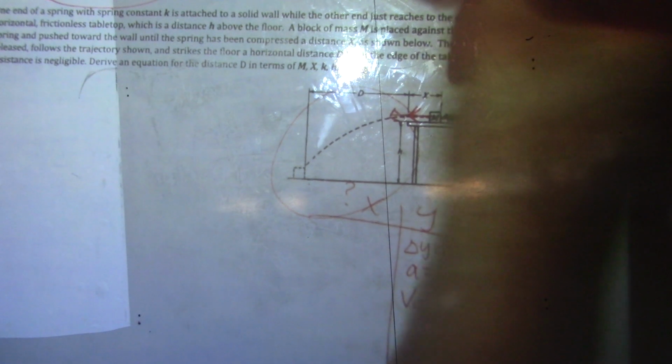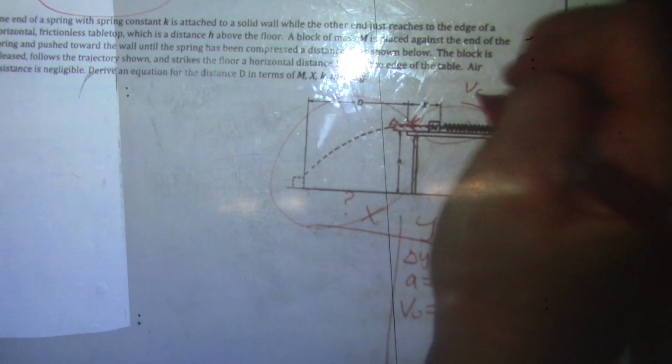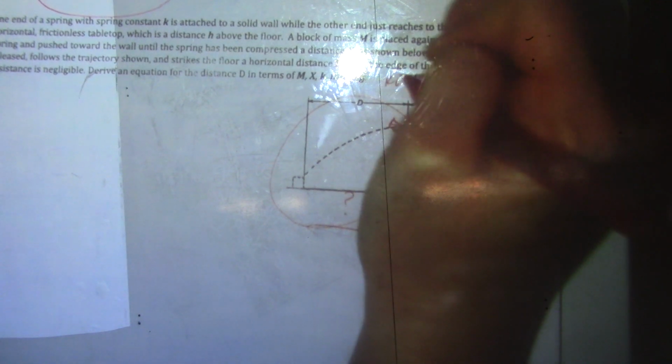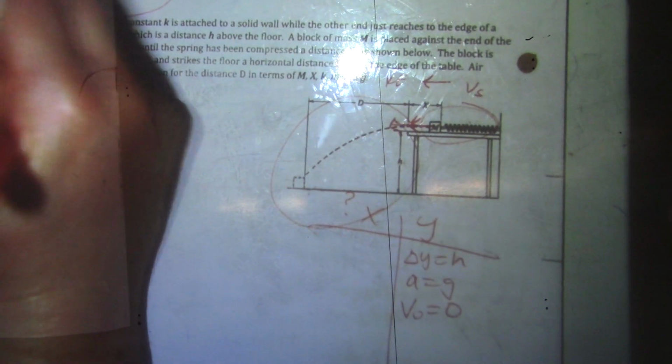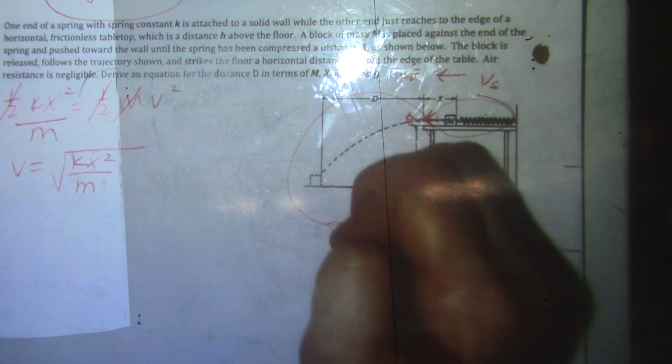If you think about it as energy from here to here, right here I have spring energy, and then it's going into all kinetic energy. So my 1/2 kx squared is going to equal 1/2 mv squared. Your halves are going to cancel. To get v by itself, divide the m over, then take the square root. So the x velocity it's coming off with is the square root of kx squared over m. So that is my x velocity right here.